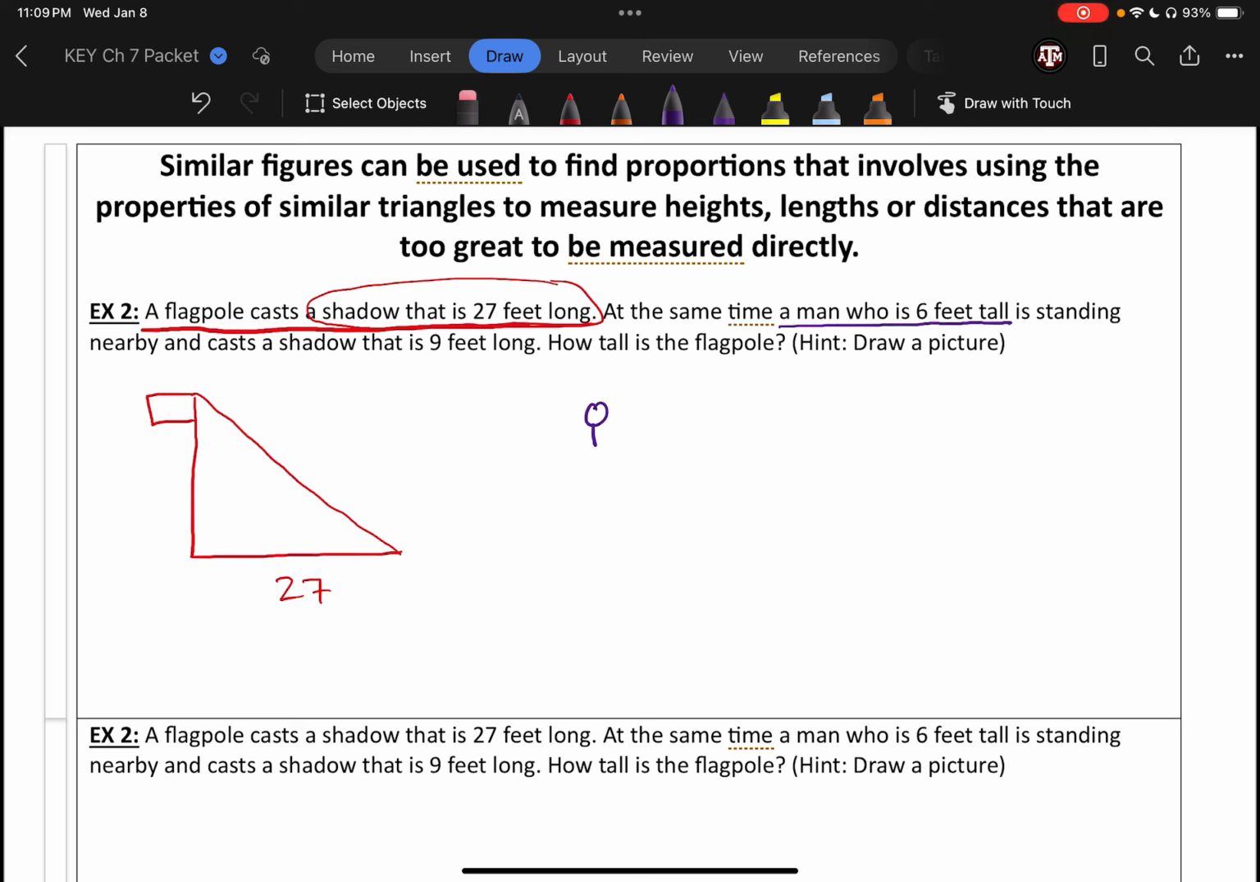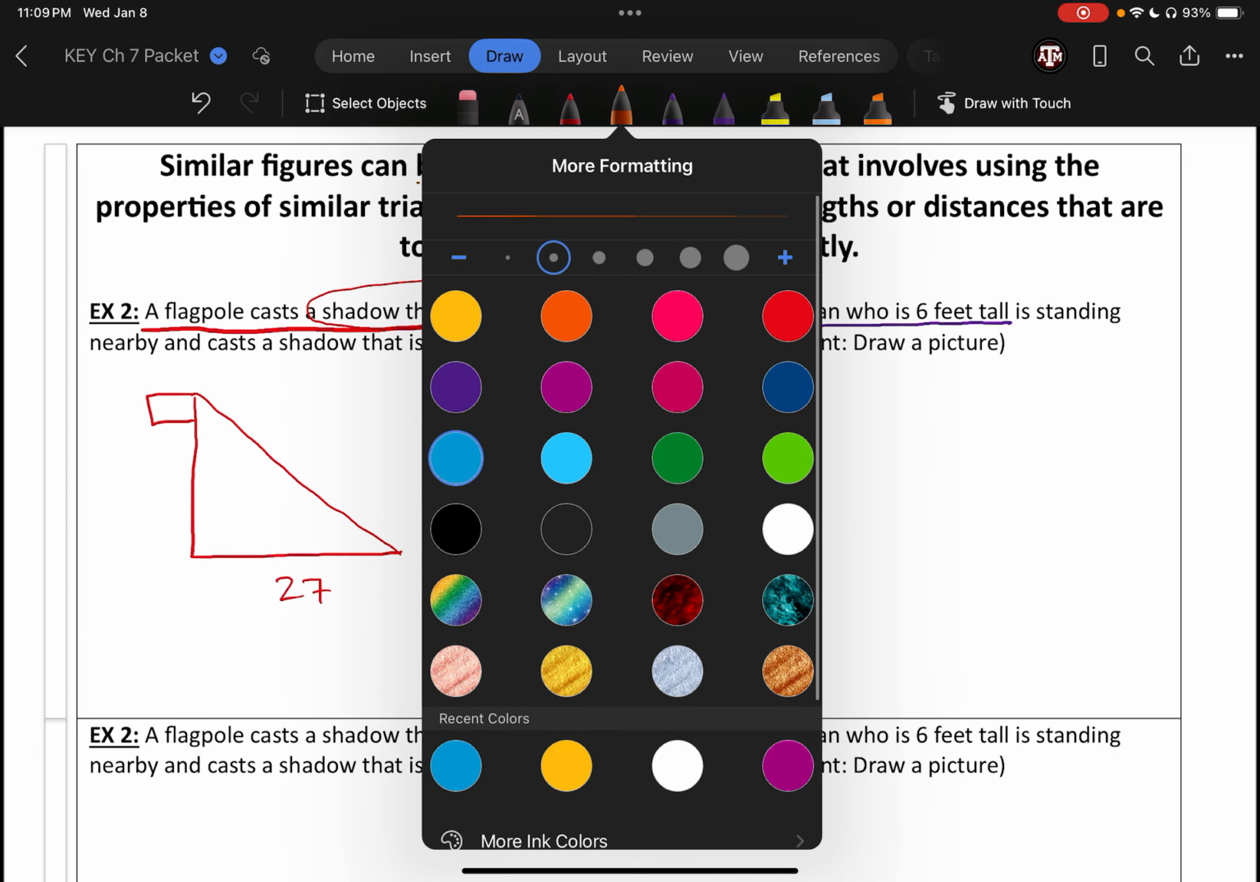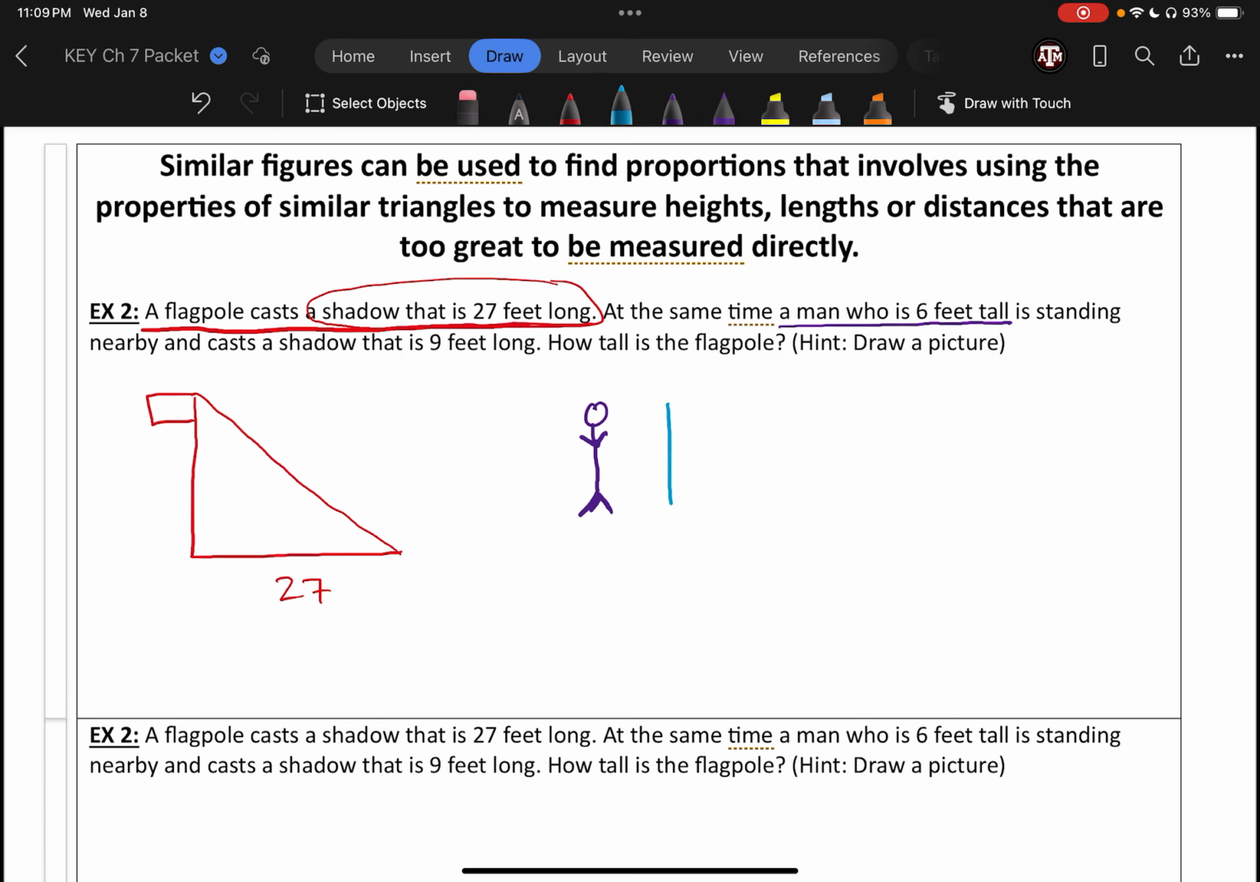Next, we're going to be talking about a man who is 6 feet tall. So let's draw the man here. Here's the man, right? So this man is 6 feet tall. Let me do this in a different color. This man is 6 feet tall, and he's standing nearby, and he casts a shadow that is 9 feet long.